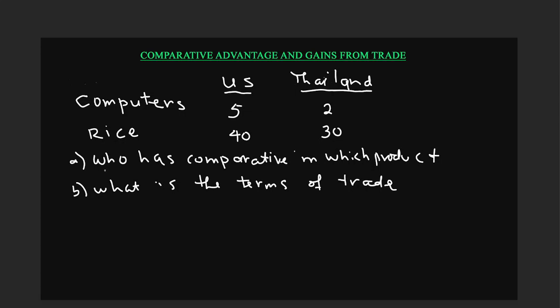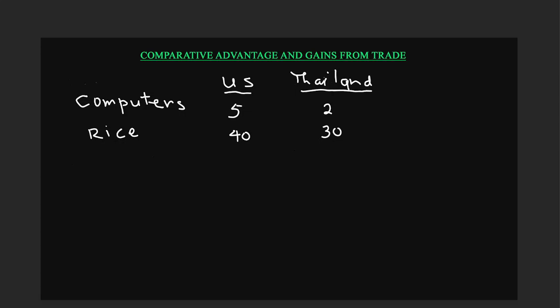So we have 2 questions. Who has comparative advantage in the production of which product, and what is the terms of trade? Okay, so let's start by first drawing our production possibility curve for each country. So let's do that.